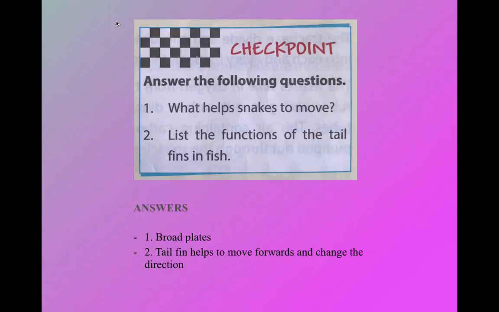Coming to the checkpoint on page number 21. The first question, what helps snakes to move? The answer is broad plates. The second question, list the functions of the tail fins in fish. Actually, there are two functions. One, tail fin helps the fish move forward and also to change the direction.